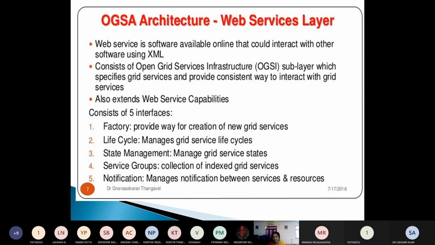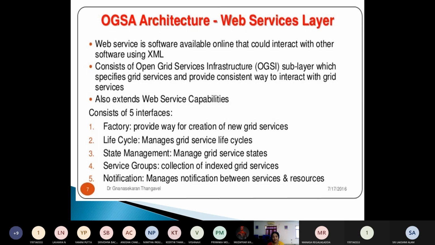So what is meant by the web service layer? In the web service we use software that uses XML to interact with each other. That is called web service software. And in the web service we use the infrastructure, the Open Grid Service Infrastructure. In this open grid infrastructure we have different interfaces for interacting with the grid services.